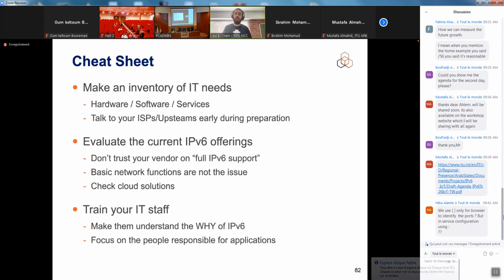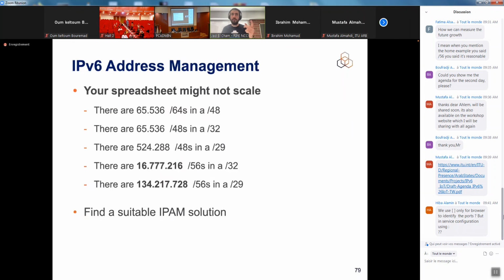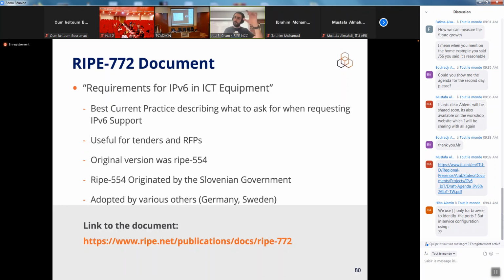You have to evaluate the current IPv6 offerings. If you have your favorite vendor and you use a certain type of equipment, do not trust them when they say, yeah, you have full IPv6 support. There are a lot of features in IPv6, a lot of security features being introduced, much more prevalent than in IPv4. So you have to make sure that the features you want in IPv6 are available from the vendors. That's why the RIPE 772 document is very important, because it gives you a minimum set of requirements that should be there in order to guarantee good performance.